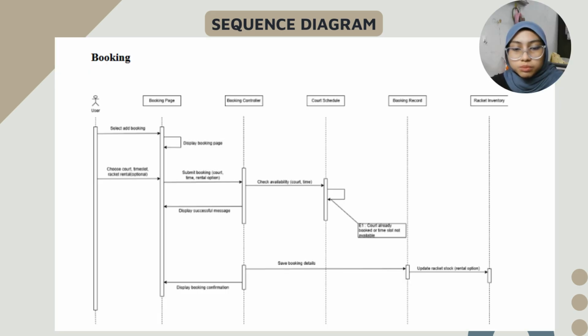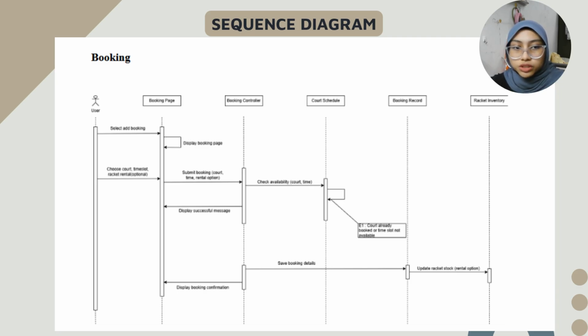So for the booking page, the user will select add booking and the booking page will display the booking form. The user will choose the court, time slot and also whether they want to rent the racket. And the booking page will submit the booking to the booking controller. The booking controller will check the availability with the court schedule and the court schedule will return the successful message through the booking controller to the booking page.